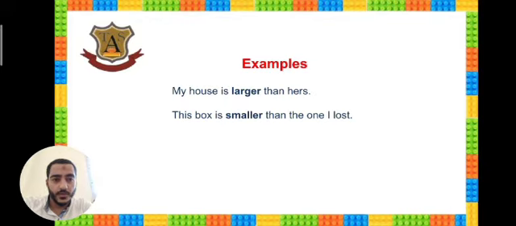Small becomes smaller. We add er. Why? Because it has just one syllable. One vowel means one syllable. If the word has one vowel sound, it means it has one syllable. Large, we have just one vowel sound. Smaller, we have just the o sound.